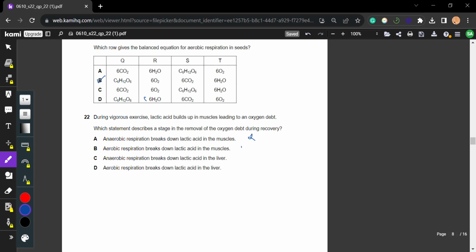Aerobic respiration breaks down lactic acid in muscles. That's incorrect. You should know that oxygen debt is repaid in the liver. Now, aerobic respiration breaks down lactic acid in the liver. So, our correct option is going to be D.